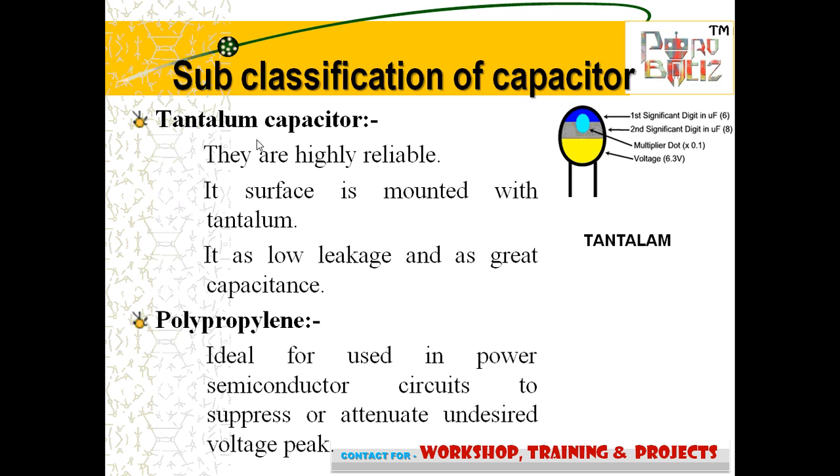So this is a classification of capacitor. That is tantalum capacitor. They are highly reliable. The surface is mounted with tantalum. It has low leakage and has great capacitance. Polypropylene, ideal for use in power semiconductor circuits to suppress or attenuate undesired voltage peaks.